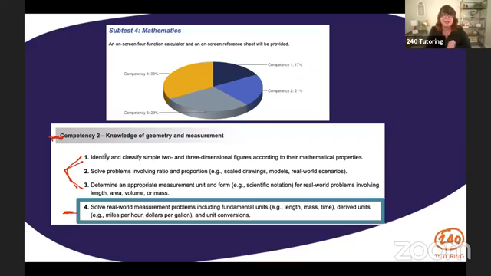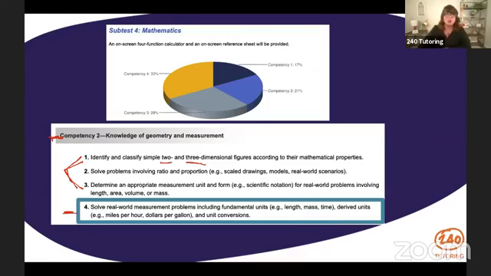It says identify and classify simple 2- and 3-dimensional figures according to mathematical properties. So we're going to be identifying and classifying. Then it says solve problems involving ratio and proportion, including things like scale drawings, models, and real-world scenarios. And then determine an appropriate measurement unit and form, like scientific notation, for real-world problems involving length, area, volume, or mass. So that's what we're going to be looking at today.